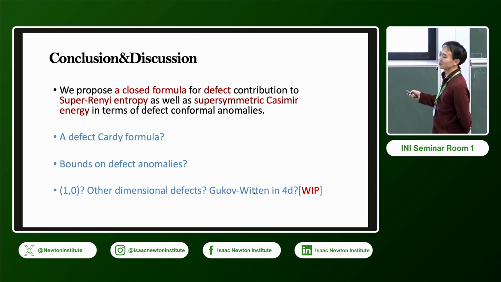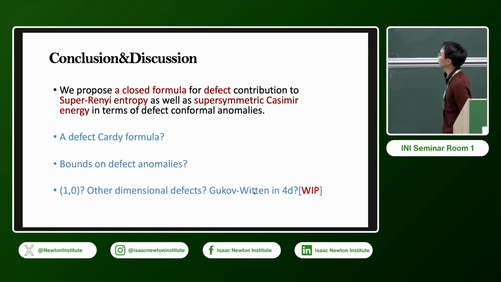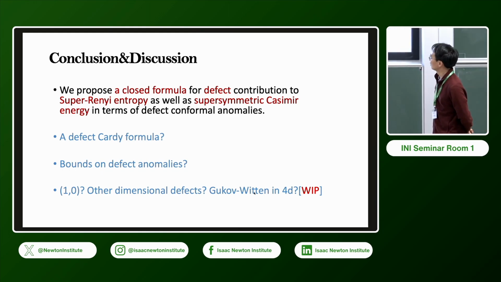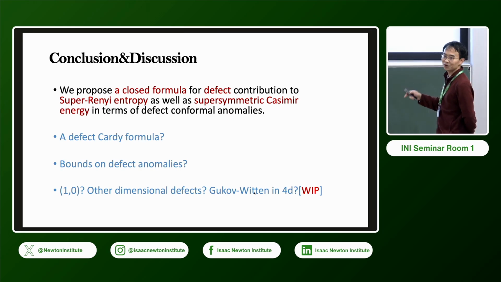Yeah, so I think it's a very interesting question. Can we ask, in particular for the surface defect, what if you take the high temperature limit? Can you extract something like the Cardy formula or defect Cardy formulas? And could there be some bounds on these defect anomalies? Because now you get some defect contribution to entropies.